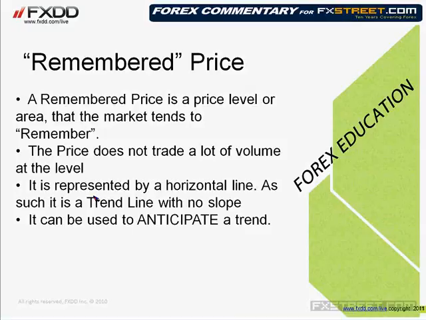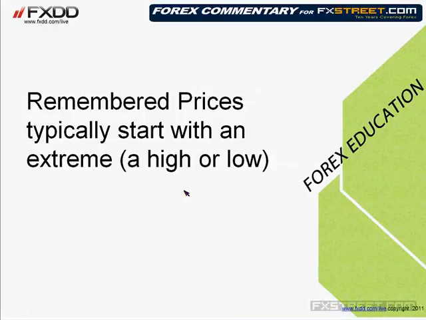And what do we know non-trending markets can usually transition into? If the market is non-trending, the only thing it can do is either continue to non-trend, that is go sideways or up and down around that horizontal line, or it can start to trend. So if you know a market is non-trending, can you anticipate that perhaps the market is going to trend at some point, either to the upside or to the downside? Yes, you can. So this is another way that you can anticipate a fastball out there. And so remembered prices are ways that you can anticipate a trend. Remembered prices typically start with an extreme, a high or low price. So those are sort of the characteristics of a remembered price.